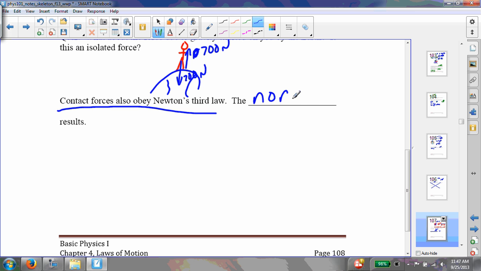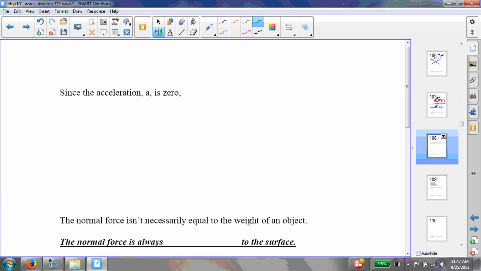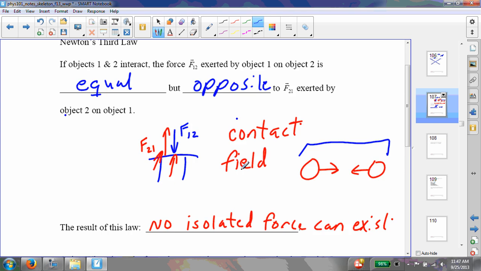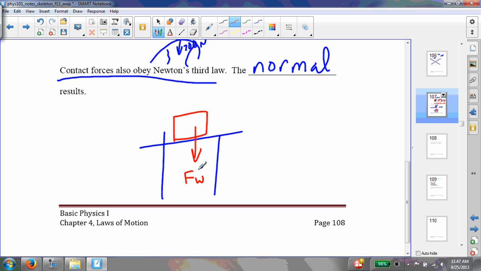All right, so as I said, contact forces also obey Newton's third law, and the result of this is something we call the normal force. Look on the next page here. Normal force results when you have an object that's sitting on a surface. This is the simplest scenario: an object sitting on a flat surface. It is flat, even though it doesn't look flat. I have a force, weight, that's pushing down, and then I have another force that's pushing up. And that's called our normal force.